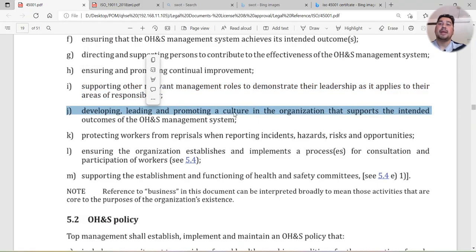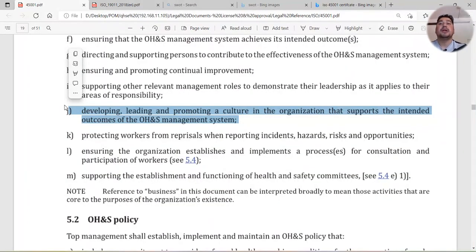Then developing, leading, and promoting a culture in the organization that supports the intended outcomes of the OHS management system. If top management shows the health and safety culture in the department, then it is also top management commitment. How can they show the health and safety management system culture? By recognizing the people who are doing a good job managing health and safety, by giving a certificate, by giving appreciation, by giving some prize.